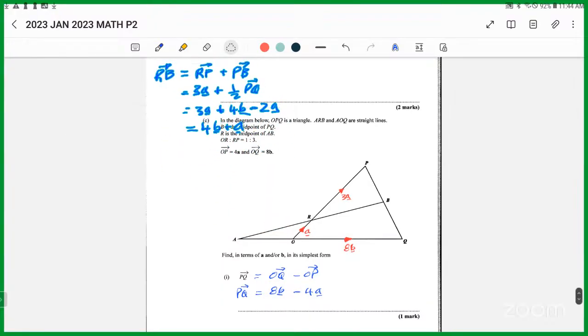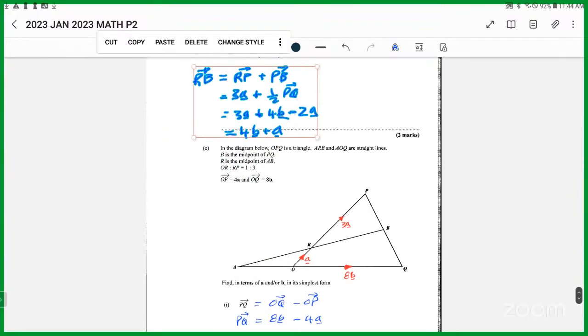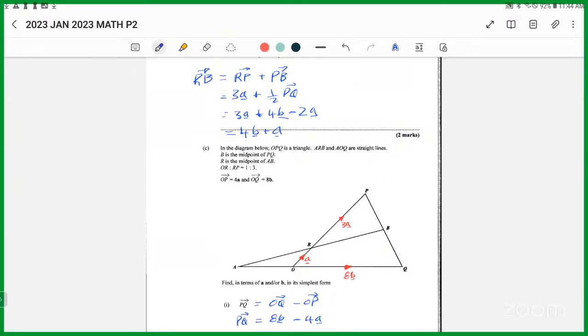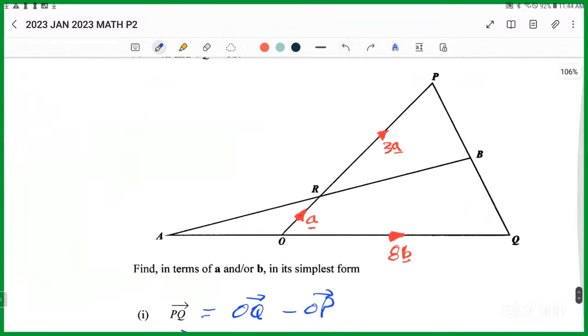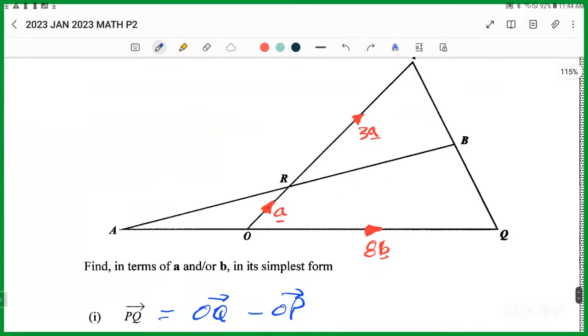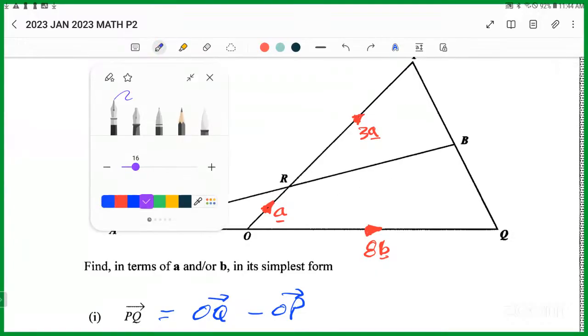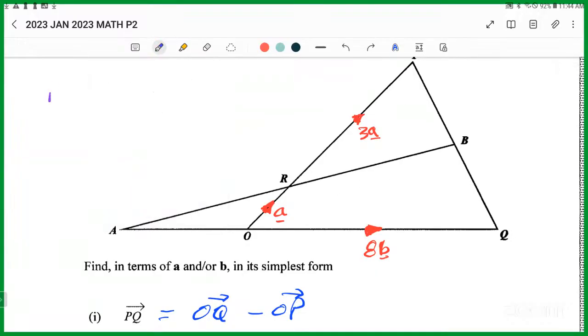That's the answer that we got, right? We got 4b to go from R to P. It is saying go 4b plus 1a. Let's look at it. 4b plus a. Now, we need 4b plus a. So it is saying RB is 4b plus a. So 4b is basically half of this whole thing.